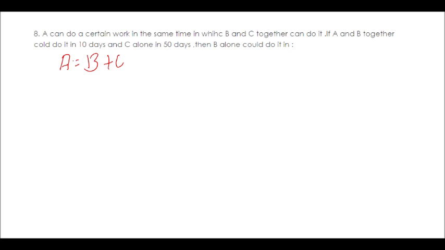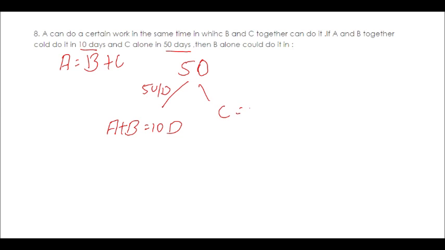So here also we will take the LCM of these two, 10 and 50. The LCM of 10 and 50 is 50 because 10 is a factor of 50. A plus B is given as 10 days, so their capacity is 5 units per day, and C's time is 50 days, so its capacity is 1 unit per day.